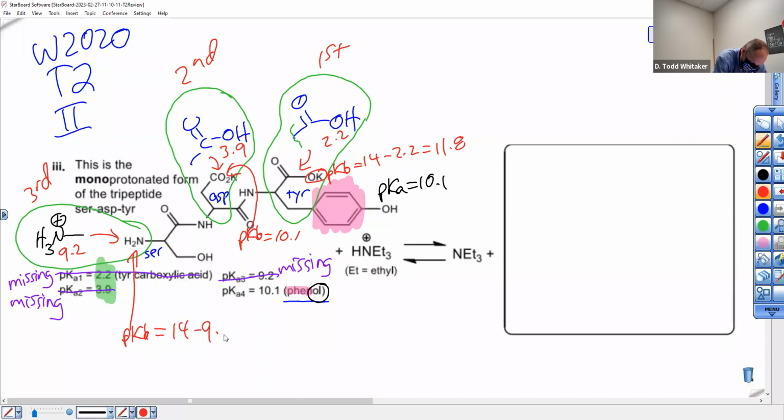14 minus 9.2 equals 4.8. Correct? Of all the pKb's I calculated, which one reacts first? Smallest. This is the only pKb that's relevant right here. Gets highlighted in green. Why not? That's part of your answer, by the way. pKb, 14 minus 9.2. I didn't copy the parts, but you know the parts. I hope.